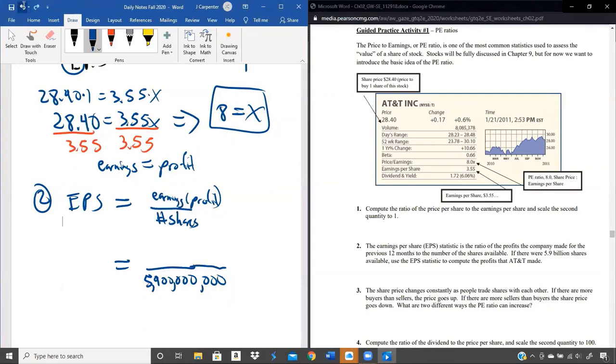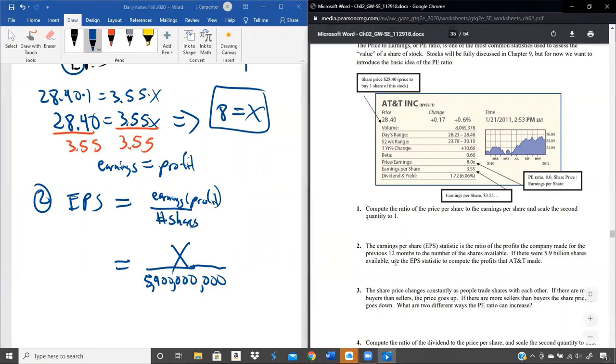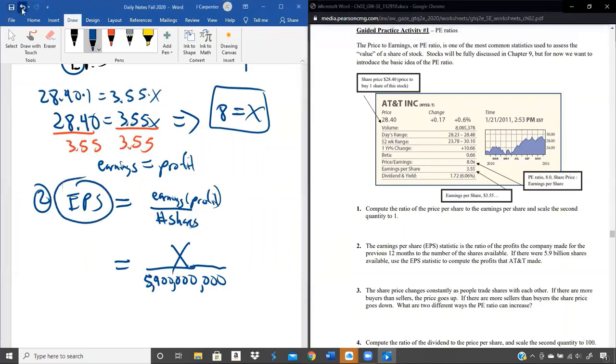The question they have is, compute the profits, compute the earnings. That's this. They have asked us to find this thing because it's unknown. It's not just staring us in the face. That's what we can call our X. And you go, well, hold on. How do I do this division if there's an X here? Well, they said to use the EPS statistic. They gave us the EPS. The EPS was 3.55. So this number right here is 3.55. So this is actually an equation. 3.55 equals X over 5.9 billion.